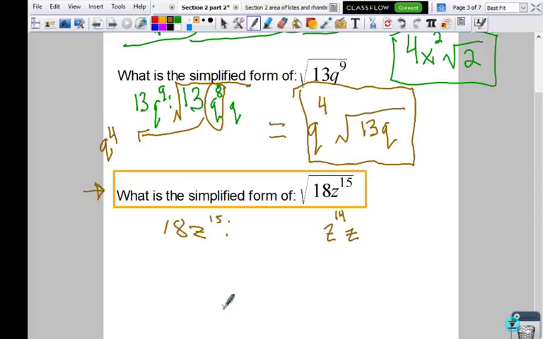Okay, so we already split up the Z's, Z14 and then just a Z, right? But we need to split up 18. Beto, how can I split up 18? What do I get when I split up 18? Or at least the first part. Okay, Beto, what times what is 18?